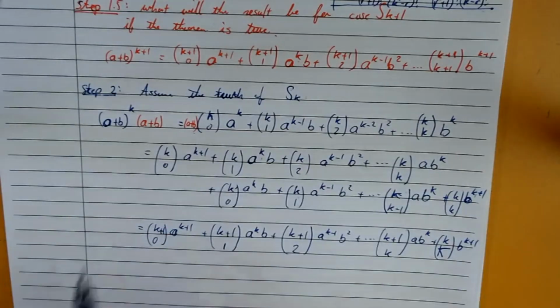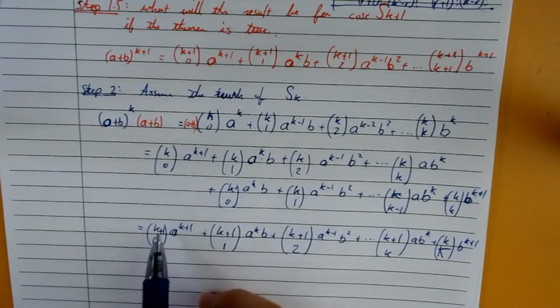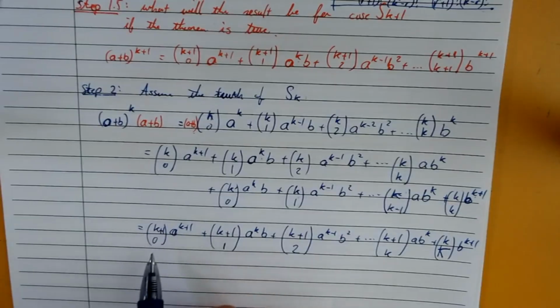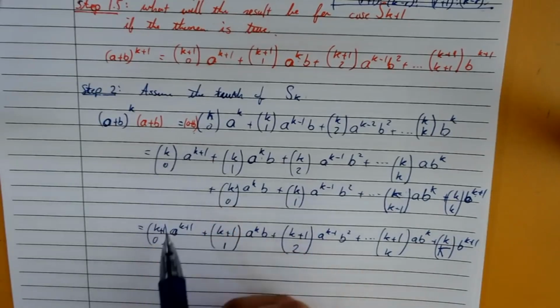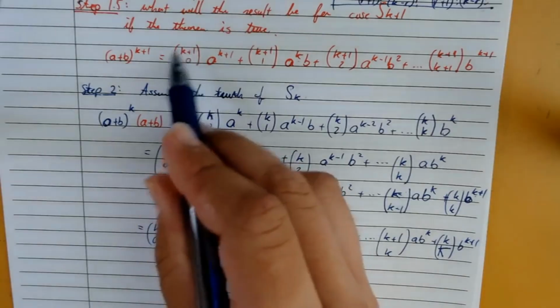It's going to give me the same result. K choose 0 is 1. K plus 1 choose 0 is also 1. So here, I don't need to have this be any specific number. I can change it to whatever I want. So why wouldn't I change it to be the one I need?